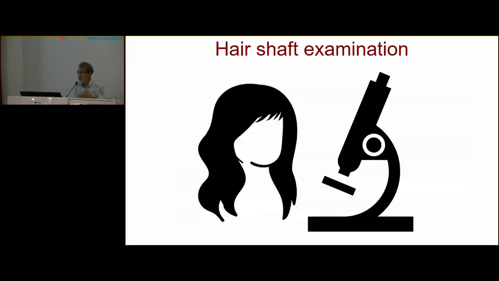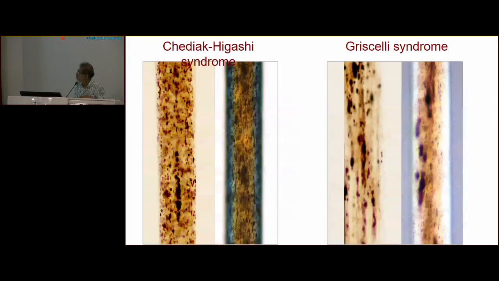Another important clue is hair shaft microscopy. And here you see two examples, one of Chediak-Higashi syndrome. In a normal hair, you will have medulla and the cortex, and there will be uniform pigmentation of the cortex. Whereas in a child with Chediak-Higashi, you've got these abnormal pigment clumps, which are regular in size and regularly distributed. Whereas in Griscelli syndrome, the hair shafts are hypopigmented, and you've got abnormal clumps of pigment which are irregularly placed and irregular in size.